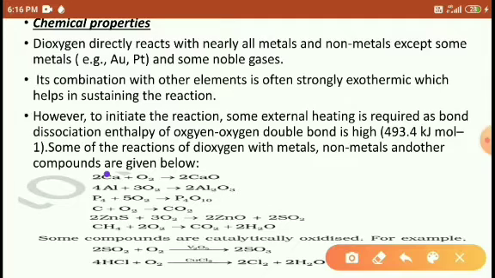Calcium, a metal, reacts with oxygen to form calcium oxide. Aluminum reacts with oxygen to form aluminum oxide. Non-metals like carbon and phosphorus react with oxygen to form phosphorus oxide and carbon dioxide. Other compounds like zinc sulfide and methane also react to form zinc oxide, carbon dioxide, water, etc. Right, students?